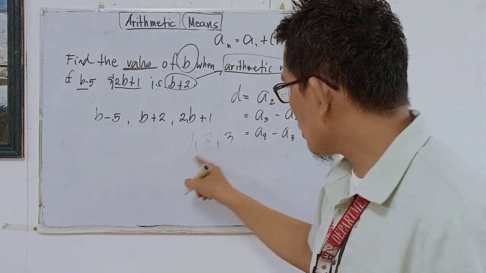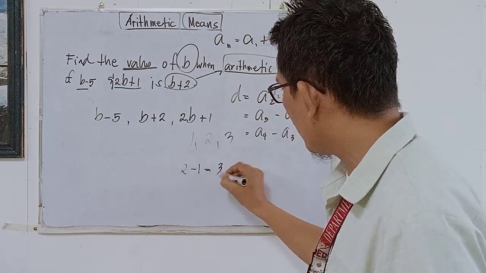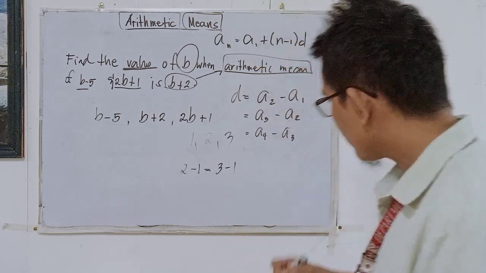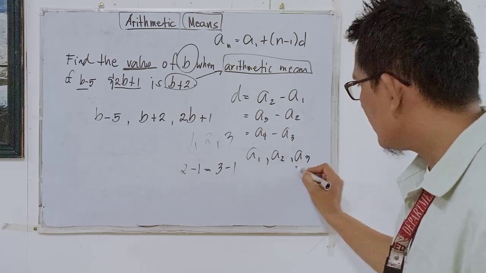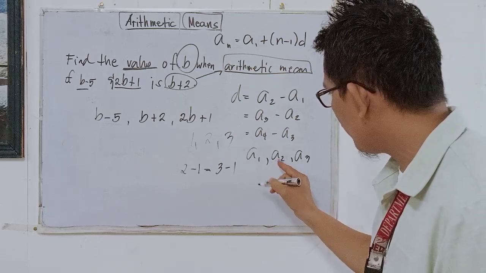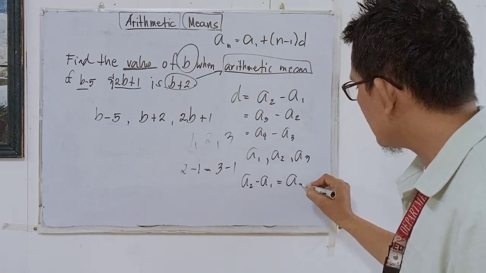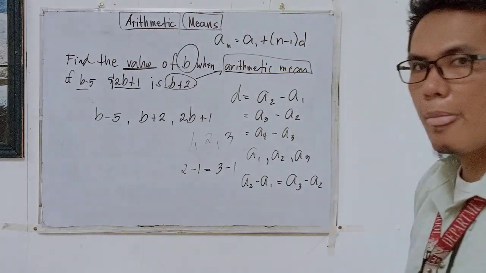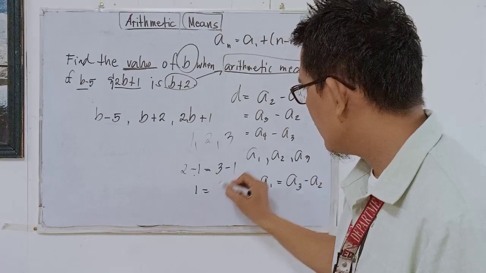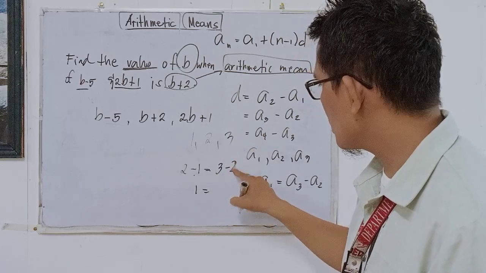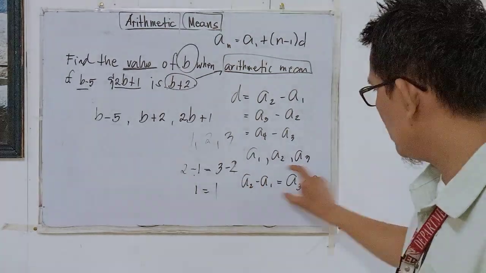So that is solving for the common difference. So for us to solve for the common difference here, this becomes 2 minus 1 is equals to 3 minus 2. Or a sub 1, a sub 2, and a sub 3, a sub 2 minus a sub 1 is the same with a sub 3 minus a sub 2. Okay? So the same here, 2 minus 1 is 1. 3 minus 2 is equals to 1 also. So we're going to use this formula here.